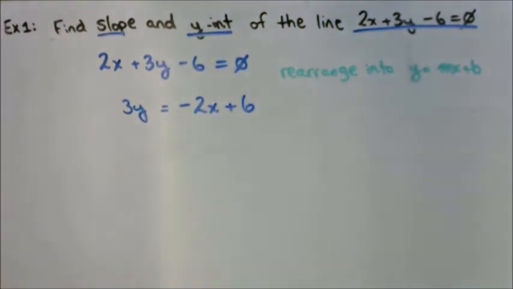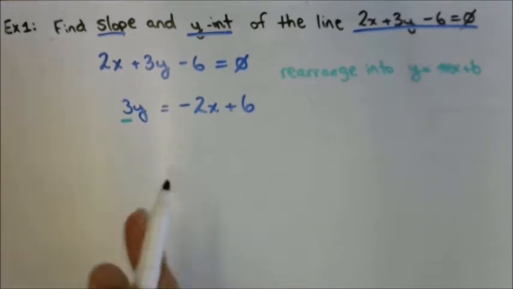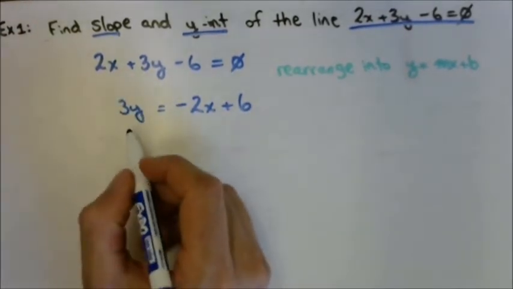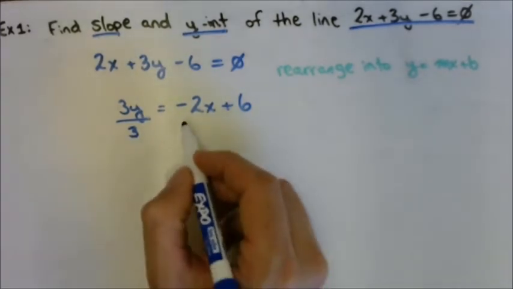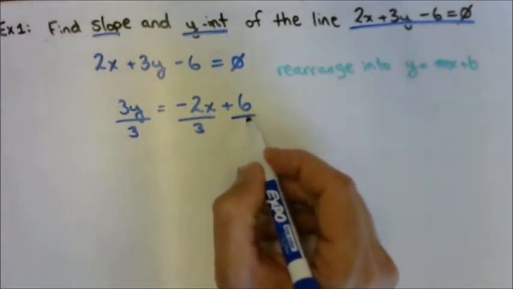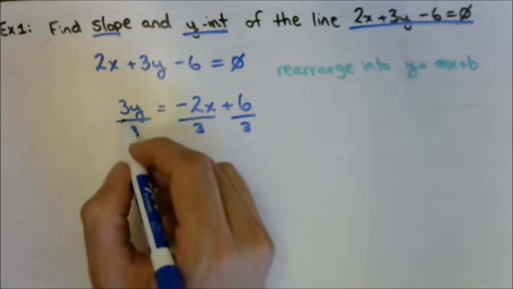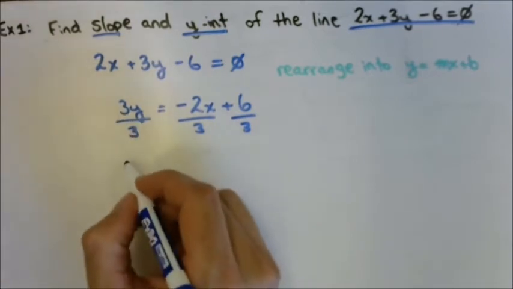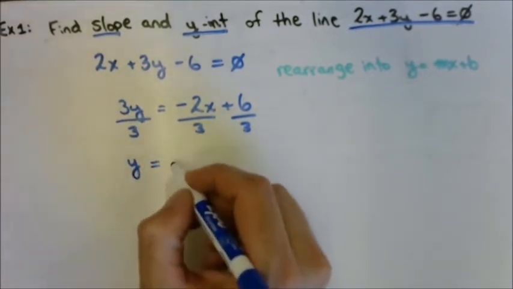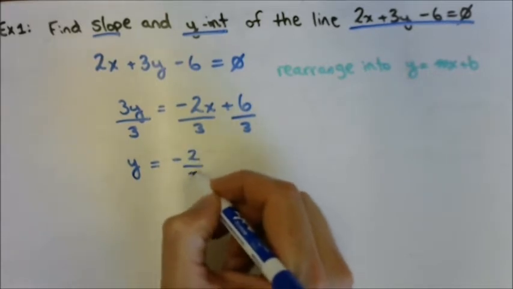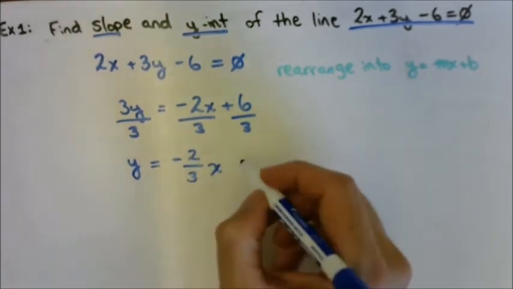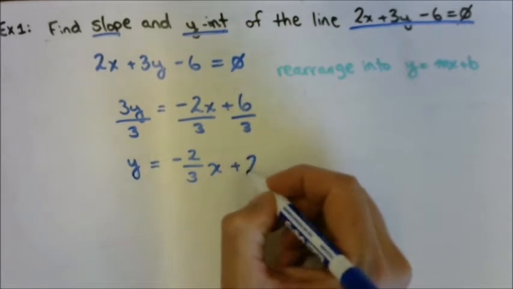Well, it's starting to look more like slope y-intercept form, but I notice I still have this ugly coefficient of 3 in front of the y term. So what I need to do is divide each of my terms by 3. If I divide this term by 3, I must divide this term by 3, and I must divide my constant by 3. Well, 3 over 3 is 1, so this just leaves me with y on the left. I'm okay with fractions. This is negative 2 over 3 x plus 6 over 3, which is just 2.